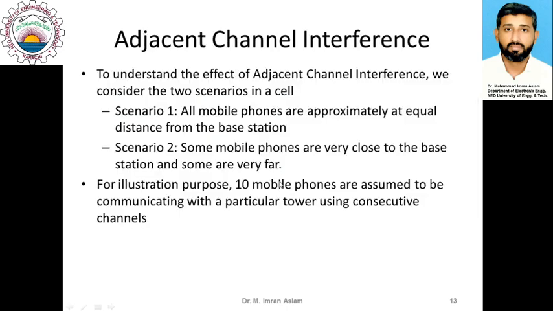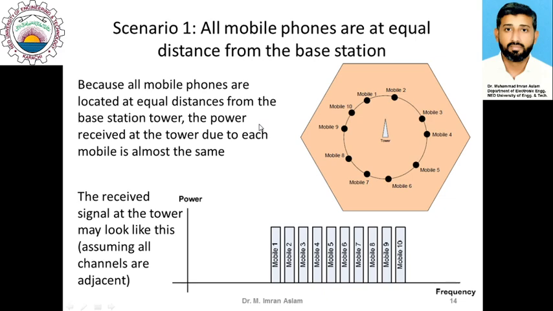Let us take two simple scenarios of how the interference occurs. In the first scenario, I'll be assuming all the mobile phones are approximately at an equal distance from the base station, and for the second scenario, we'll assume some mobiles to be close to the base station and some mobiles to be far away. For illustration, we are representing 10 mobiles. So let us start the discussion on scenario number 1.